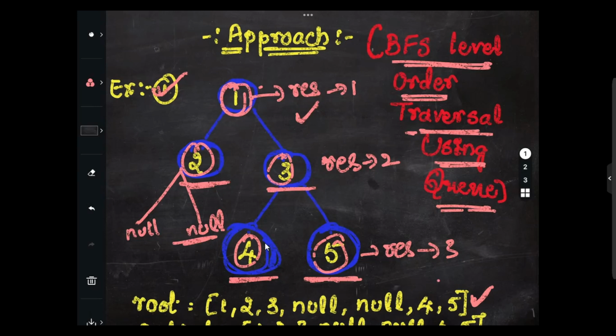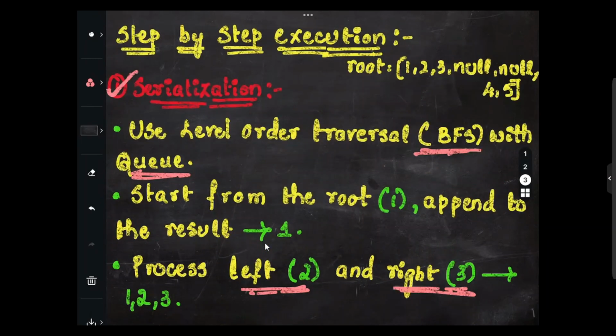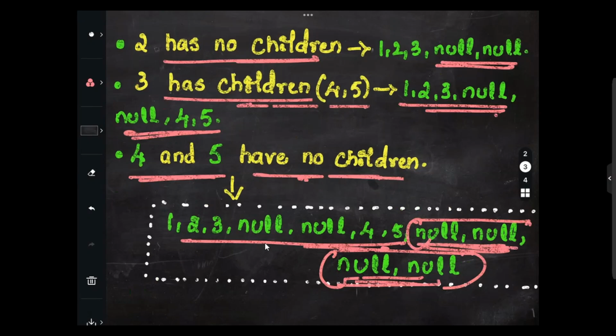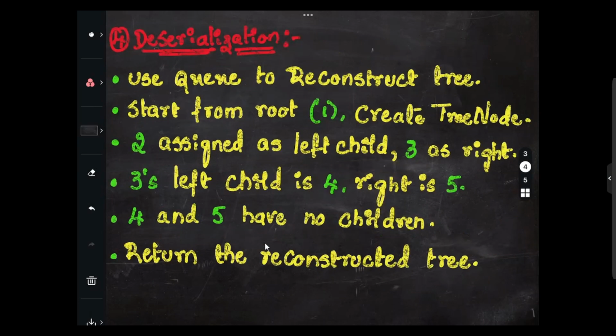So if 5 had children, then we would have considered null for 4, or if 4 had children, then we would have considered 5, right? So in this case, we will ignore this one. So main output will be 1 2 3 null null 4 5. Just remember this one, right? So we have serialized successfully.